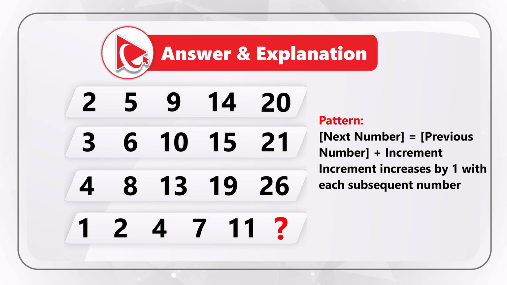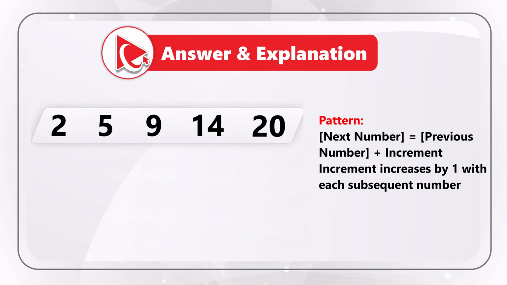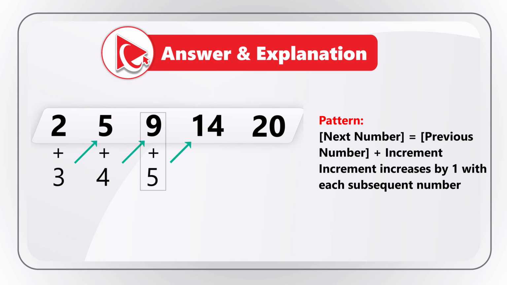Let's look at an example of how calculations are done for the first row of numbers. In the first calculation, the increment is 3. 2 plus 3 equals 5. Then the increment increases by 1, and from 3 becomes 4, which means 5 plus 4 equals 9. Then the increment increases again, and 9 plus 5 equals 14. 14 plus 6 equals 20.